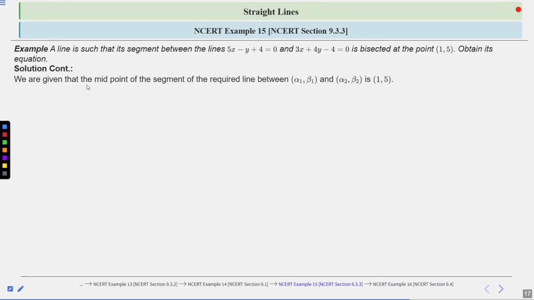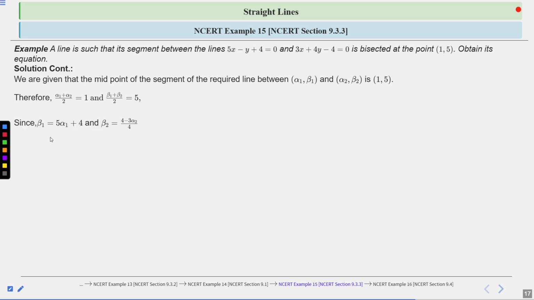So now we are given that the midpoint of the segment of the required line between alpha 1 comma beta 1 and alpha 2 comma beta 2 is 1 comma 5. So we have been given this point. This point is basically the midpoint of the segment of the required line between alpha 1 comma beta 1 and alpha 2 comma beta 2. So by the midpoint formula we will obtain alpha 1 plus alpha 2 divided over 2 is 1, and beta 1 plus beta 2 divided over 2 is 5.